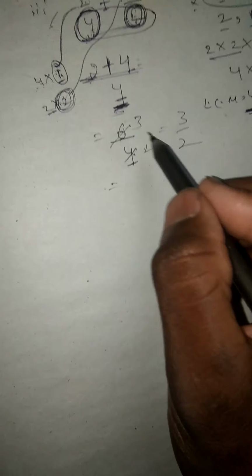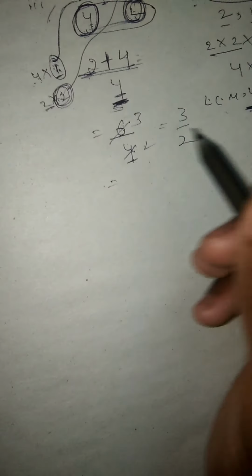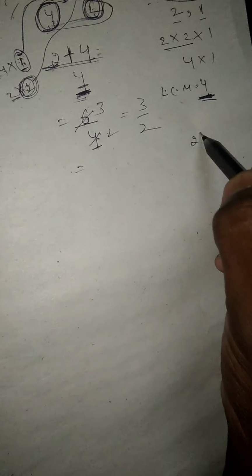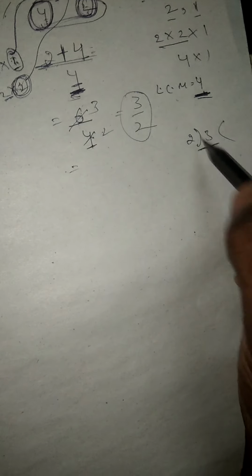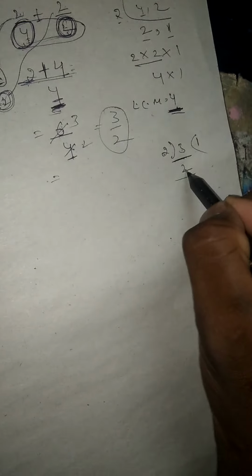When they ask to change the answer into a mixed fraction, then we have to do this: 3 divided by 2. This is written like this. So how to divide 3 by 2? 2 ones are 2, 3 minus 2, 1.